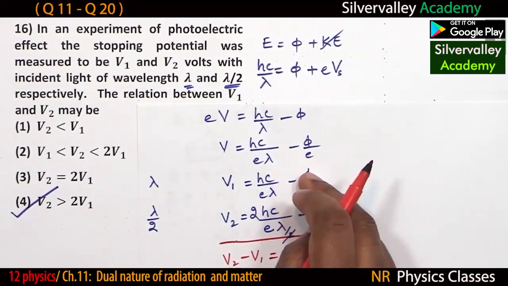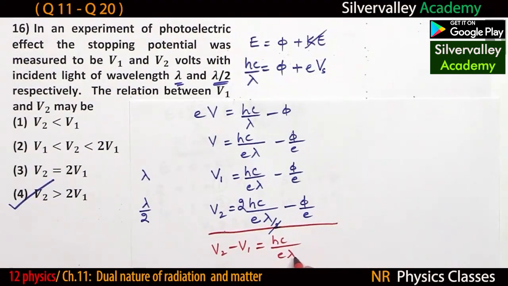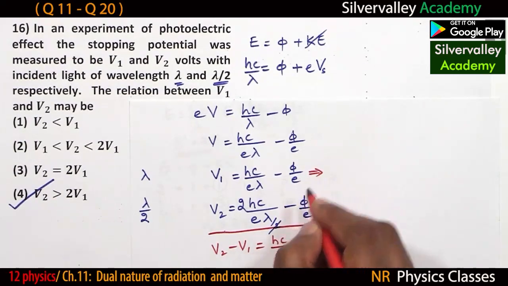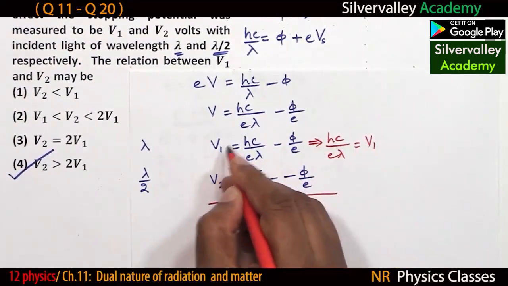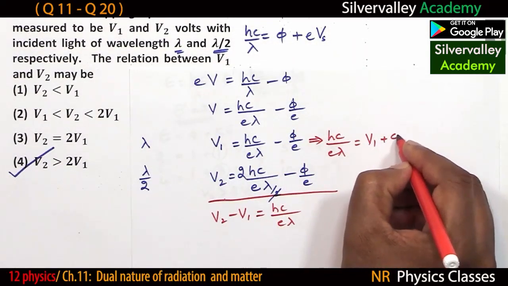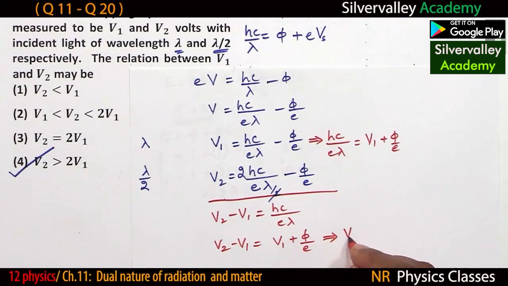This minus this, 0. But what is hc by E lambda? From this, hc by E lambda equal to V1, let me take this to this side, plus phi by E. So in place of this, I can write V1 plus phi by E equal to V2 minus V1. Observe carefully. V2 equal to minus V1 to the other side becomes plus V1. There is already V1, so 2 V1 plus phi by E.